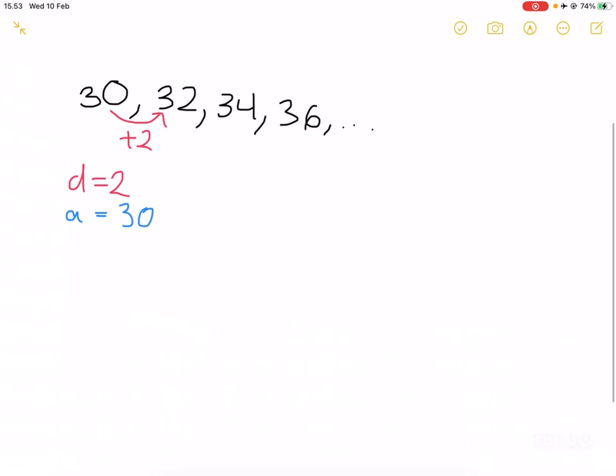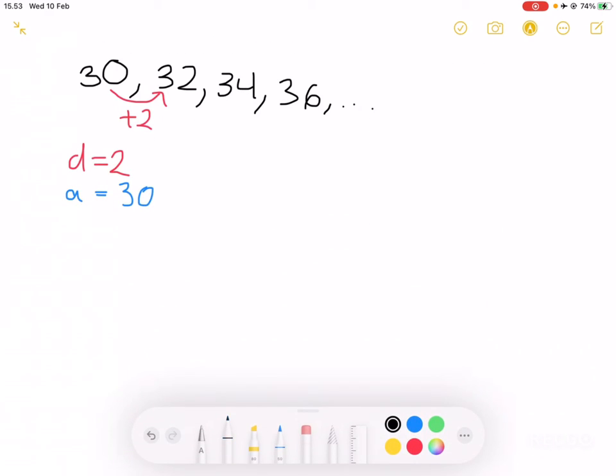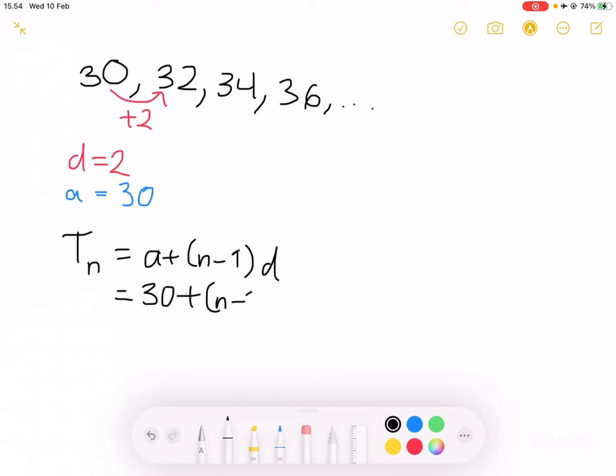Therefore, we can just write a general form for the number of seats in the nth row, which is just a plus n minus 1 times d. Plugging in a and d is 30 plus n minus 1 times 2. We have 30 plus expanding this and finally getting an answer like so.